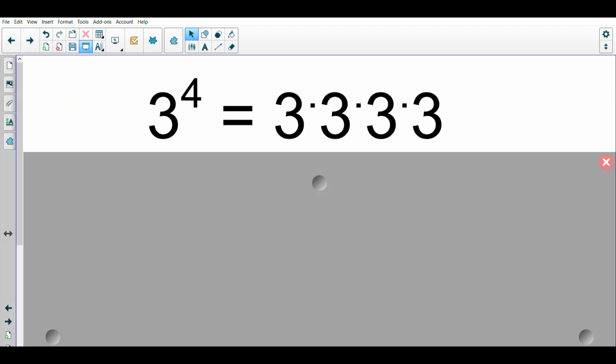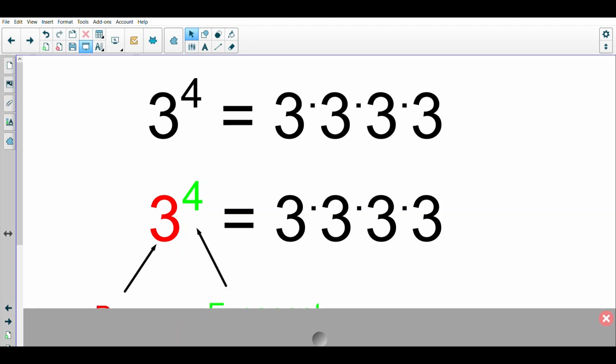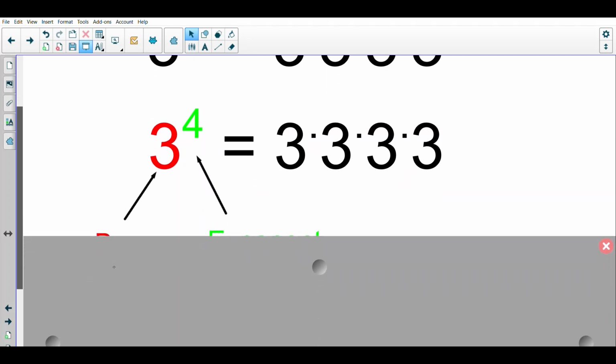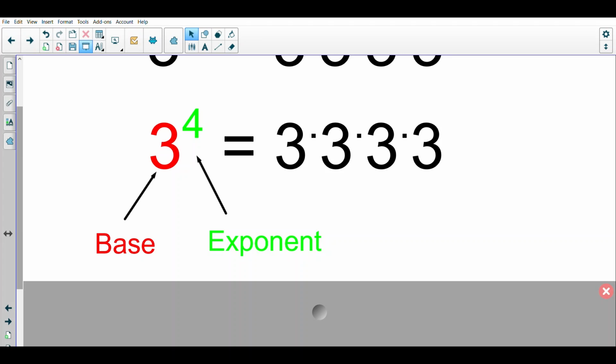Now let's look at this: 3 to the 4th power. It really means 3 times 3 times 3 times 3. It's repeated multiplication, so we have parts of it that we need to look at. The 3 is the base, and the 4 in this case would be called the exponent.